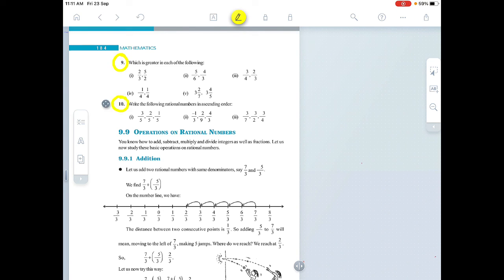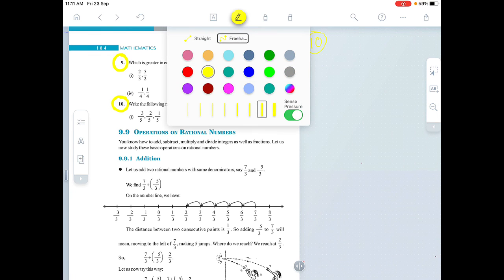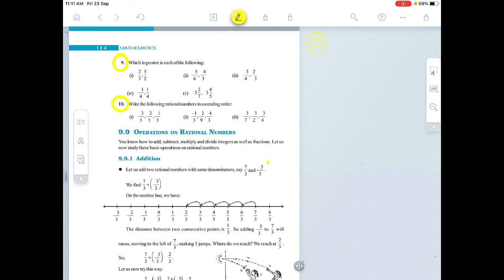Okay. Let's do question number 10. Which of the following rational numbers are in ascending order? Let's check this one. 3 by 5, 2 by 5 and 1 by 5. Ascending order means from smaller to greater. As we have already learned, if the denominators are same, then the numbers can be arranged on the basis of the numerators. If the numerators are bigger, then the fraction will be bigger. If the numerators are smaller, then the fraction will be smaller.